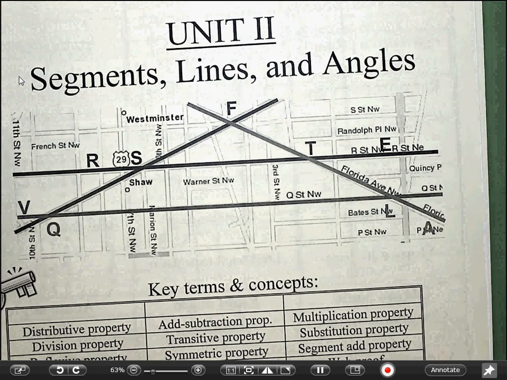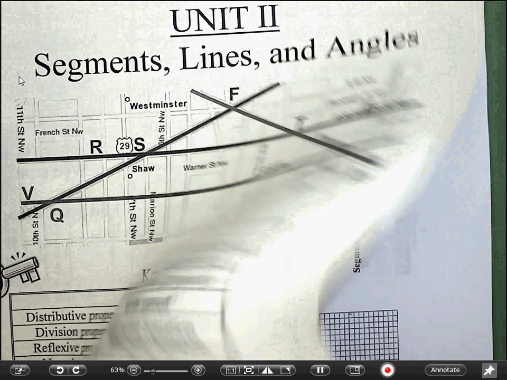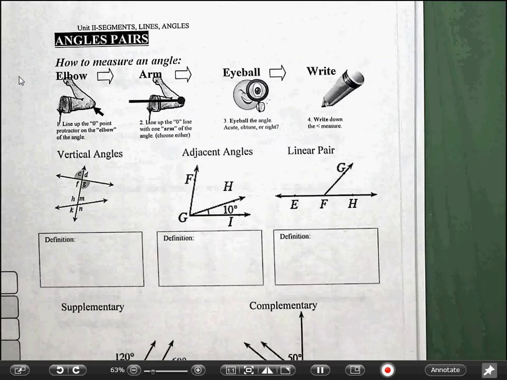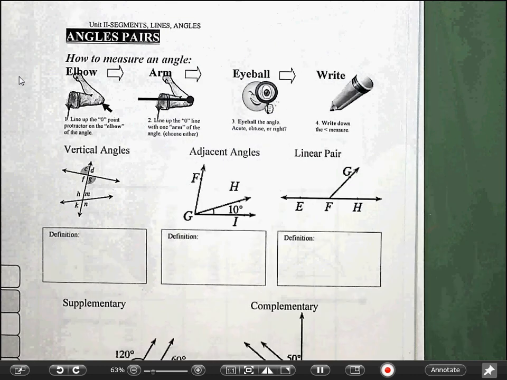Get some colors out, guys. All right. Once again, guys, you're looking for Unit 2. Go a page in, flip it over. You want to be looking right here. Keep that right in front of you.